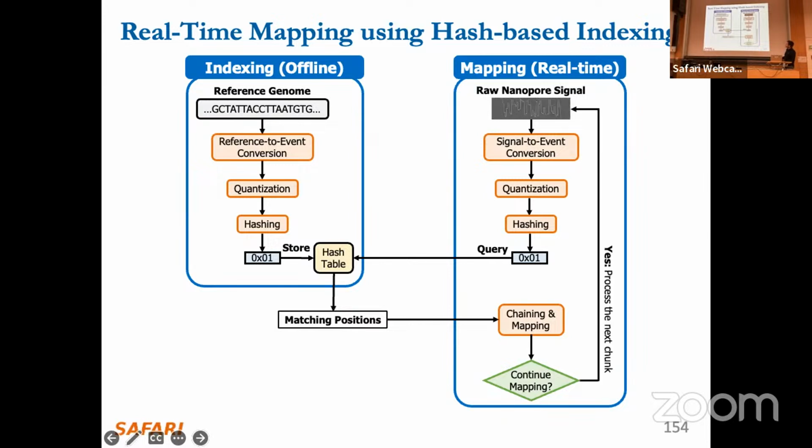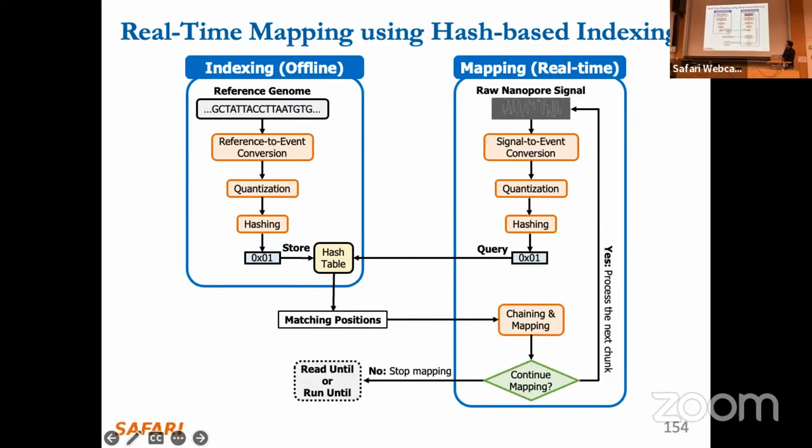So if the answer is yes, we get the next chunk of data. Remember, these are generated in real time. So all this operation needs to be done in real time, meaning the computation throughput should at least match the data generation throughput. That's why it is important to do all of these operations quickly.